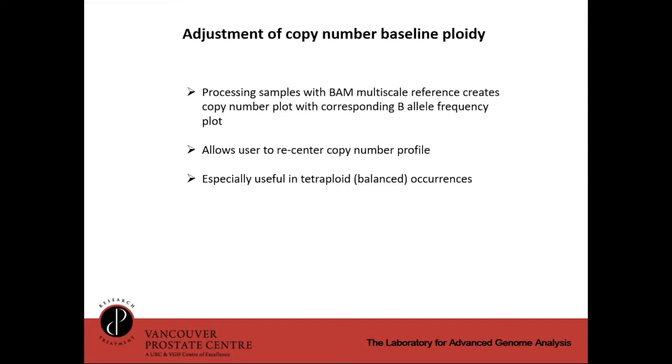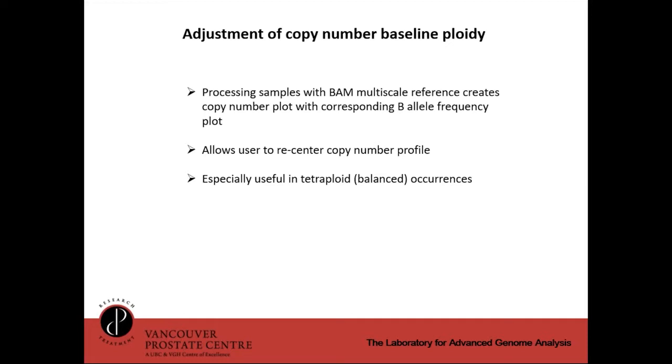So what I wanted to say was that when you're processing these samples with the BAM multiscale reference tool, it creates the copy number plot with the corresponding B allele frequency plot as we've seen underneath. And that allows the user to recenter or confirm the copy number profile at the top. So you've got them right there side by side. You basically have this correction method that's automatically right there, and you can verify what you're seeing or make corrections to it. And this is especially useful in a tetraploid balanced occurrence.